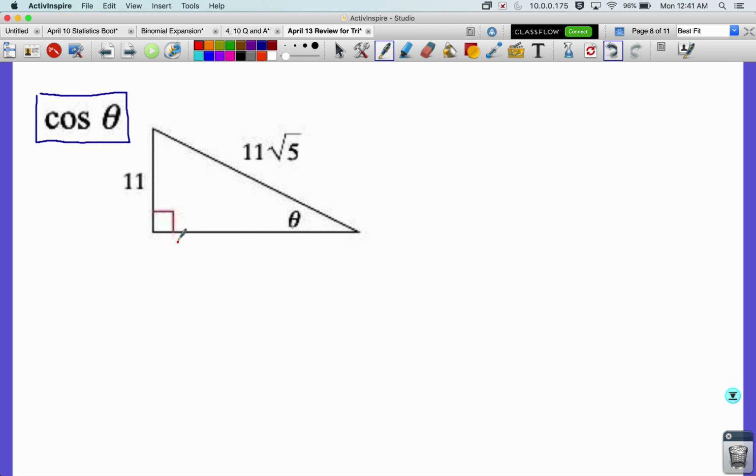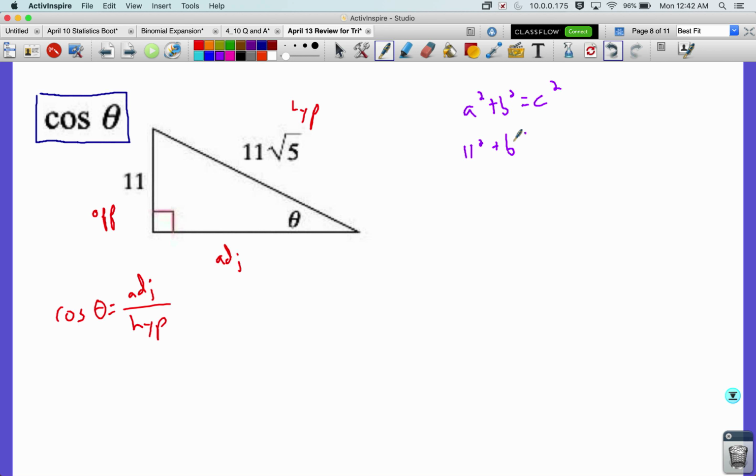First off, we need to label these sides as adjacent, opposite, hypotenuse. Now, which side lengths do we want for cosine? So cosine of theta is going to be equal to the length of the adjacent divided by the length of the hypotenuse. That's the CAH in SOHCAHTOA. Well, I don't know the length of the adjacent, so how I find that is Pythagorean theorem. A squared plus b squared equals c squared.